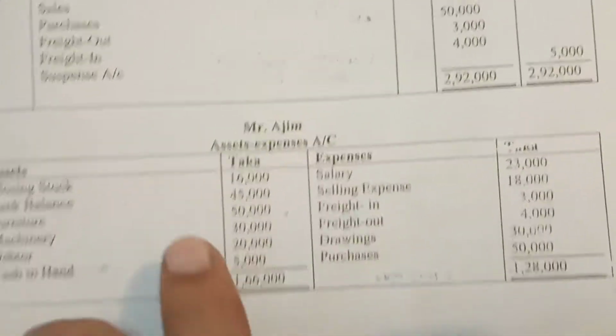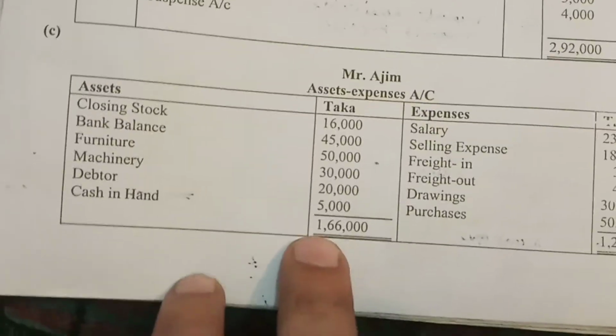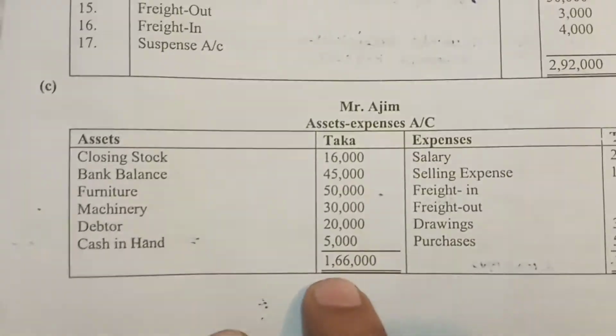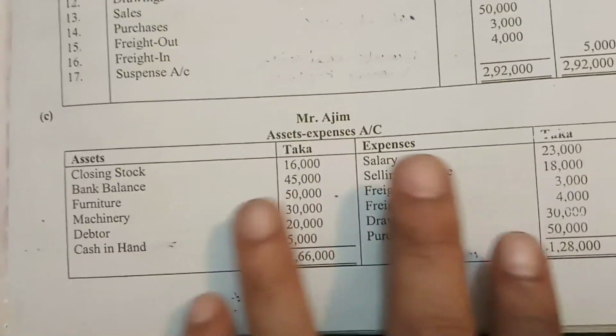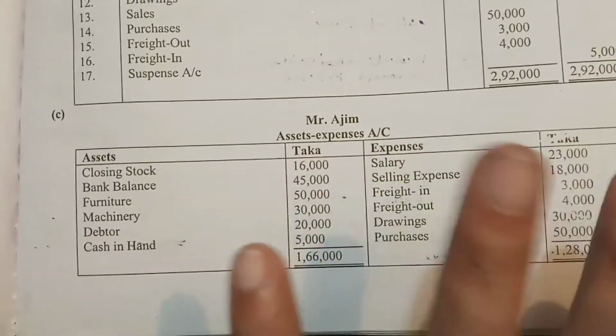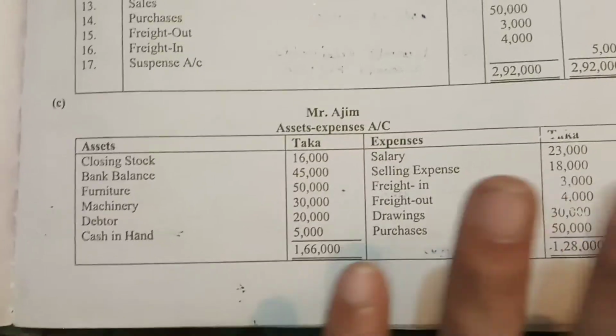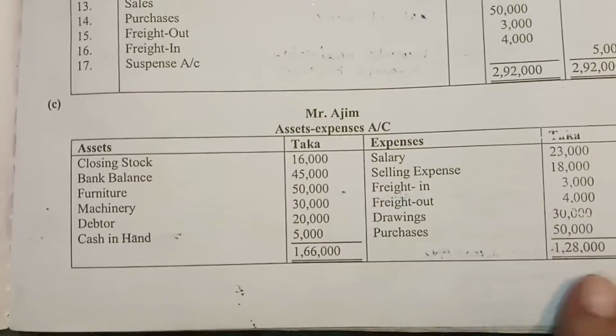Okay, so it doesn't need to be balanced together. Here 166,000 and here 128,000, so no need to close the account. You just need to show what the assets are, what the expenses are for him. That's it. You don't need to show both sides the same.